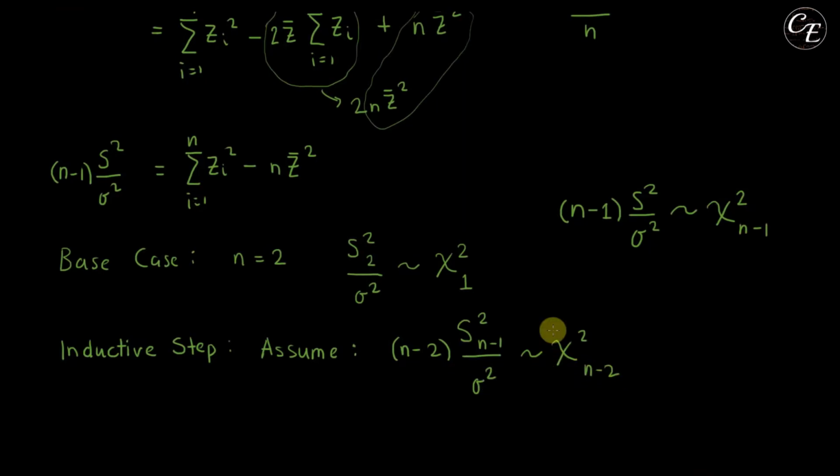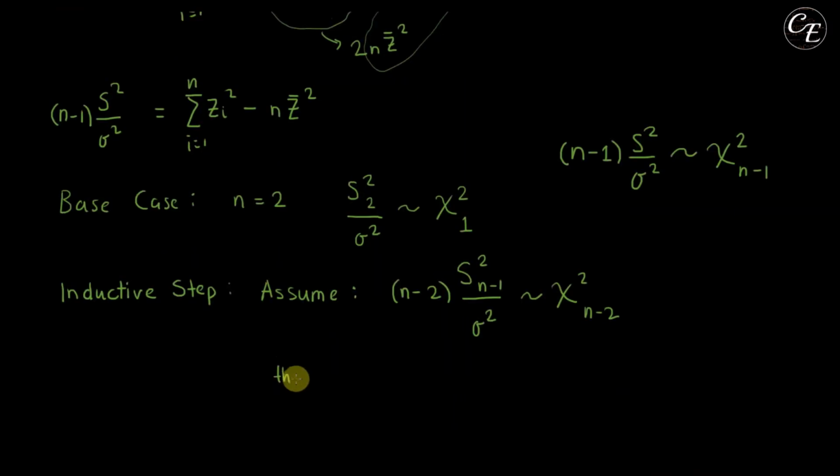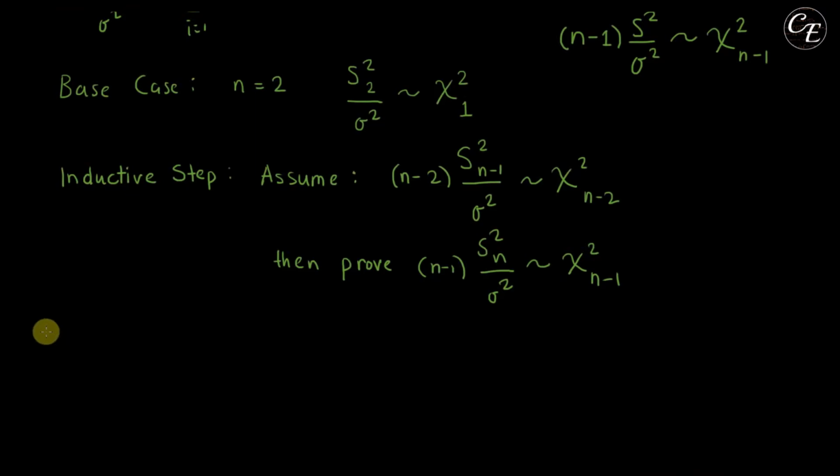Then after assuming this one, we need to prove that when n is equal to n, as this one, this theorem is true. So we have here, prove that n minus 1 times the sample variance for n samples over sigma squared has a chi-square distribution with n minus 1 degrees of freedom. Now let us prove the base case. So we have here the proof of the base case.